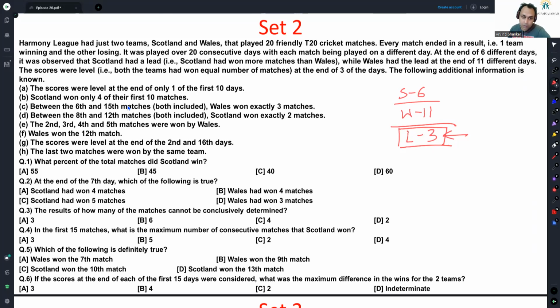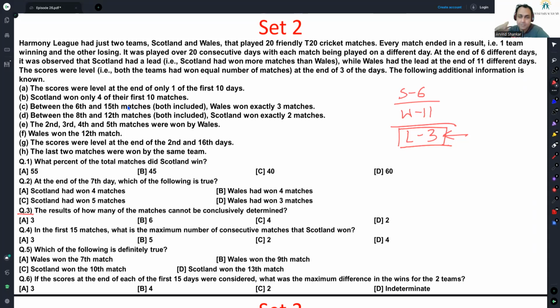Let us also look at the questions. What percentage of total matches did Scotland win? At the end of the 7th day, which of the following is true? The result of how many of the matches cannot be conclusively determined? Okay. So question 3 gives us the hint that there will most definitely be certain matches for which you will not be able to uniquely identify the result. And that is fine. In the first 15 matches, what is the maximum number of consecutive wins that Scotland won? Which of the following is definitely true? If the scores at the end of each of 15 days were considered, what was the maximum difference in the wins for the two teams?